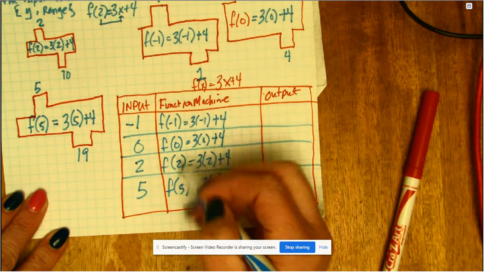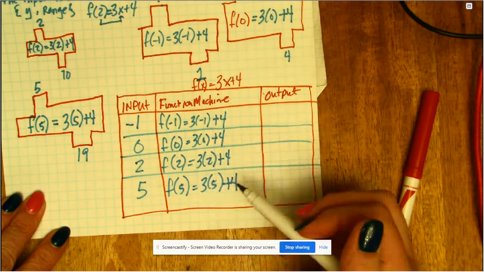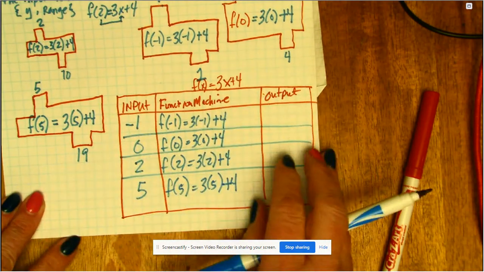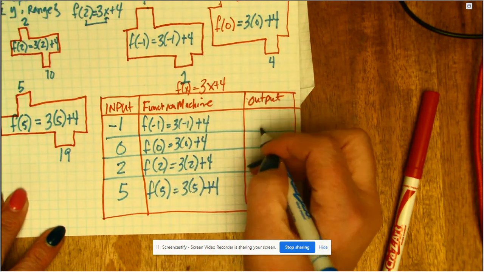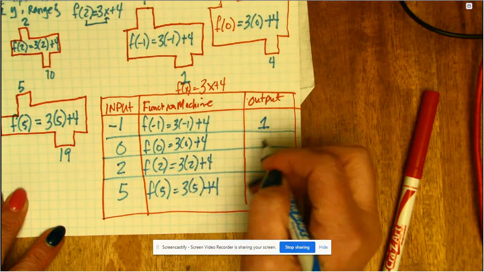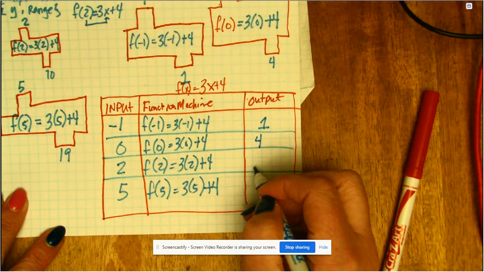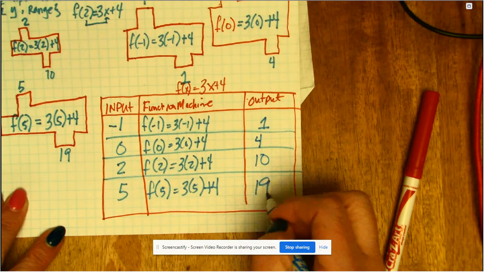So sometimes when they want us to find multiple inputs for the same machine, they're going to give us the table versus making all these individual machines. So we know for -1, our answer was 1. For 0, our answer was 4. For 2, our answer is 10. And for 5, our answer was 19.